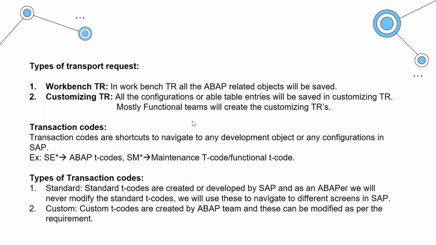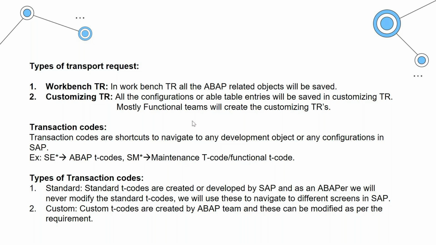Types of TRs, types of transport request. We discussed that there are two types of objects when it comes to SAP: workbench objects and customizing objects. Whenever we want to save any workbench objects, we have to use the workbench TR. Normally the ABAP team uses the workbench TR. Customizing TR means all the system related configurations or data inside your tables. This kind of information will be stored in the customizing TR, and normally this will be created by your functional team.